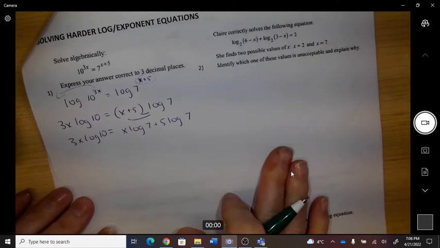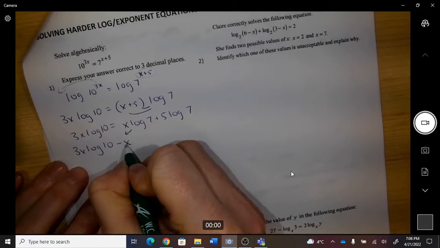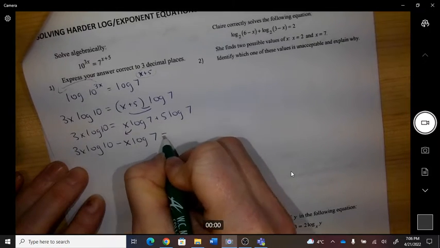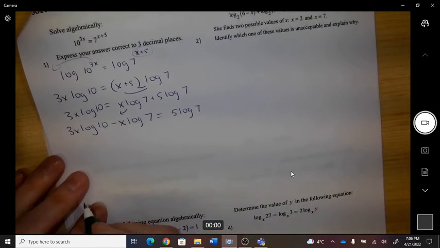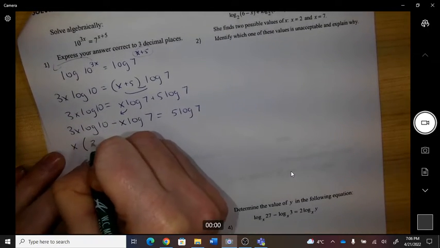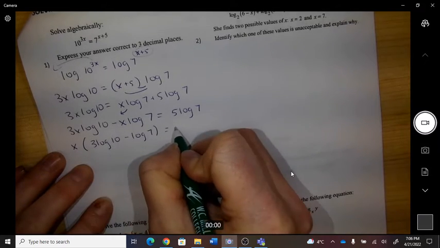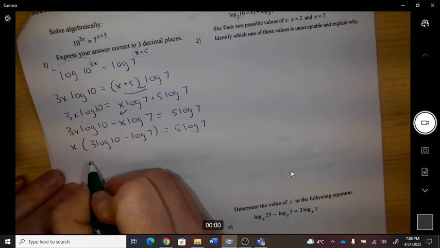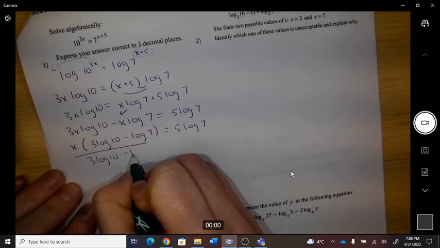Okay, anything with an x, I'm going to put it on the same side. So I'm going to move this term, so minus x log 7. Now I'm trying to get x alone, so I'm going to GCF the x out. And then to get x alone, I'm going to divide.